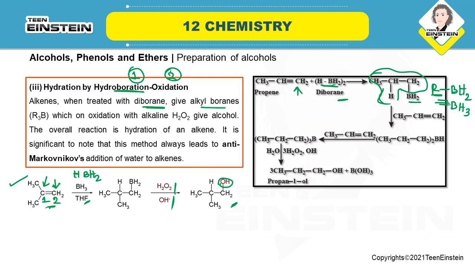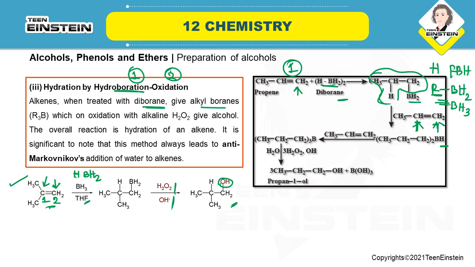So what will happen? Again the BH2 unit will be added. Better we say RBH unit, because RBH2 is actually a combination of H and RBH. When you use BH3, it is a combination of H and BH2. Now it is H and RBH, so it will be added here. In this carbon there will be addition of RBH, and in this carbon addition of hydrogen. Still one more hydrogen is there, so another alkene can add.